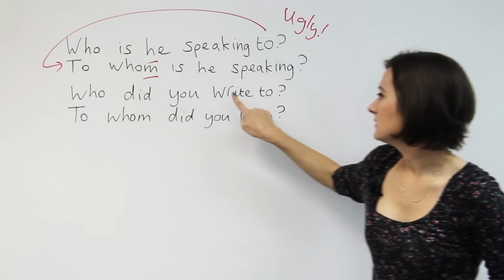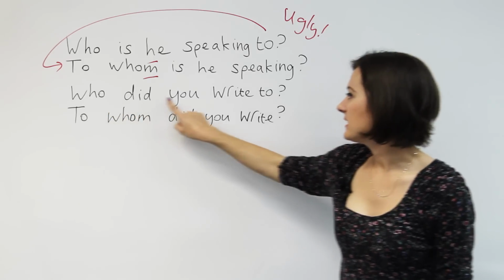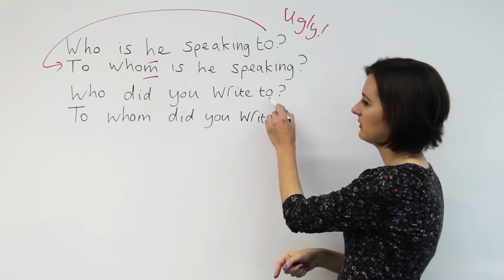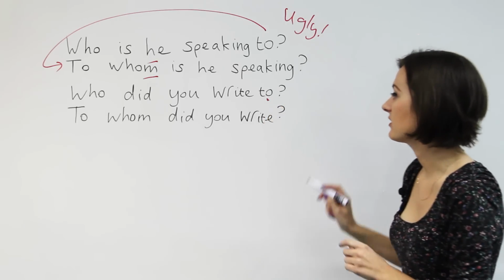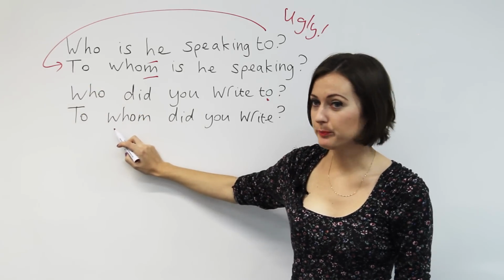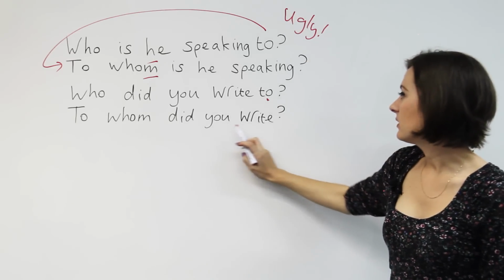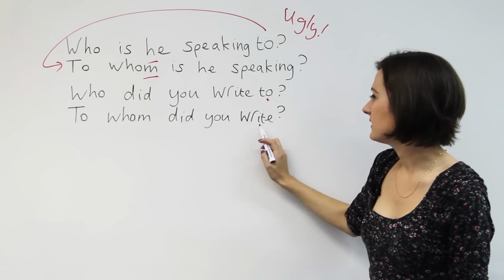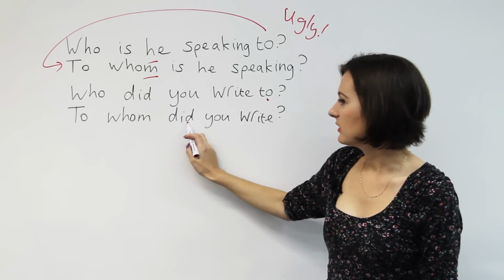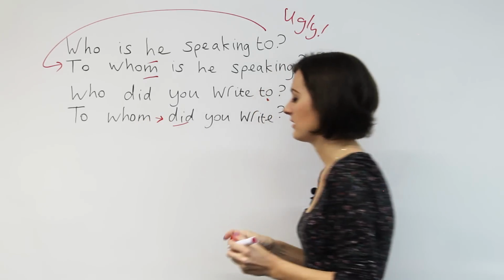Here's another example. Let's see here. Who did you write to? Well, we don't want to finish with to, so we need to rearrange. Again, it comes to be to whom. That's easy, we just did the same. To whom did you write? And the main verb goes at the end. The auxiliary verb is next to whom. So we just change the order like that.